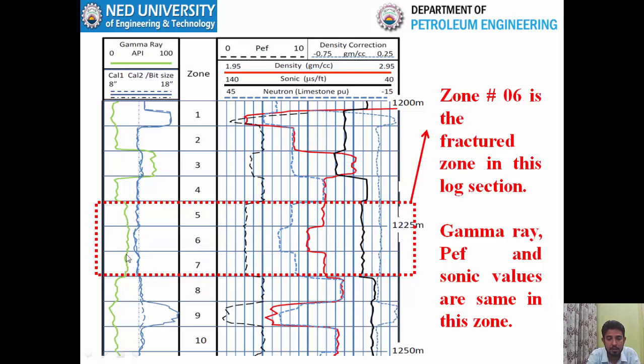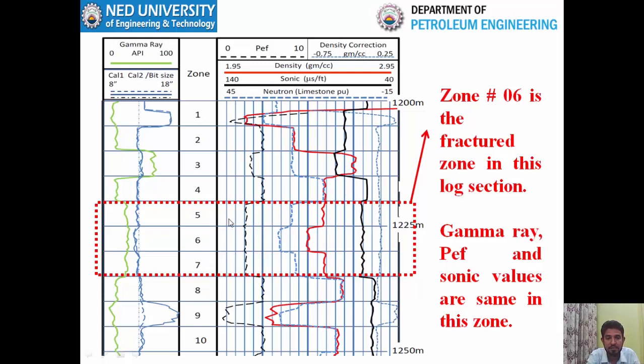zone number 5, 6 and 7 have a low gamma ray value and the same gamma ray value. These three zones have similar gamma ray values, similar PEF values. So these three zones have similar lithologies, same gamma ray and same PEF values. Across 5, 6, 7 you also see that you have the same sonic values, but density and neutron log values have changed in zone number 6.